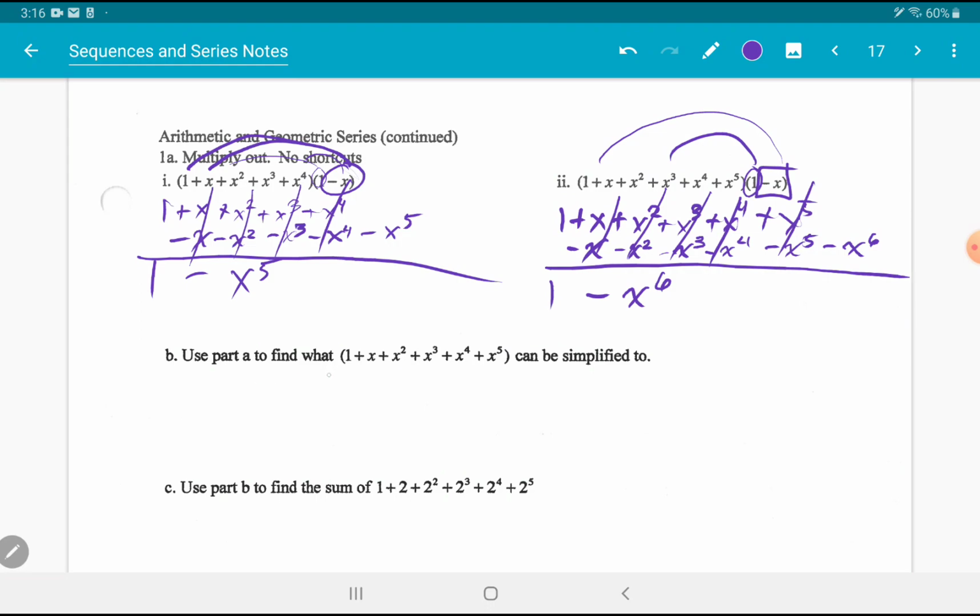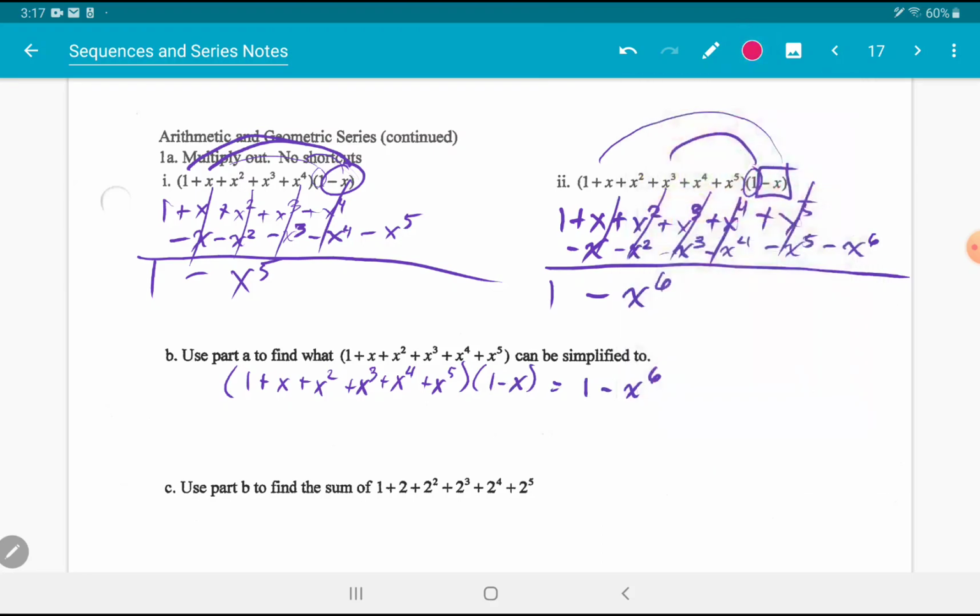All right, well, let's take a look at what's happening here. Use part A to find what 1 plus x squared plus x cubed plus x to the fourth plus x to the fifth can be simplified to. Let's see here. What do we have? Well, I'm going to rewrite what we said. We said that 1 plus x squared plus x cubed plus x to the fourth plus x to the fifth times 1 minus x is equal to 1 minus x to the sixth.